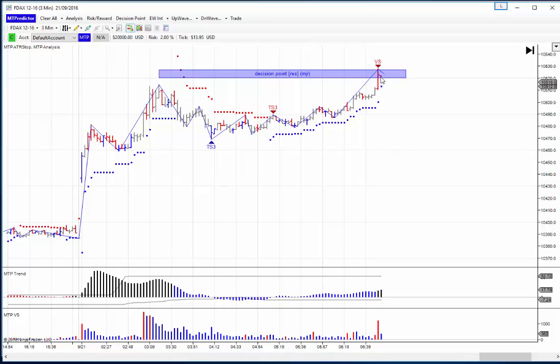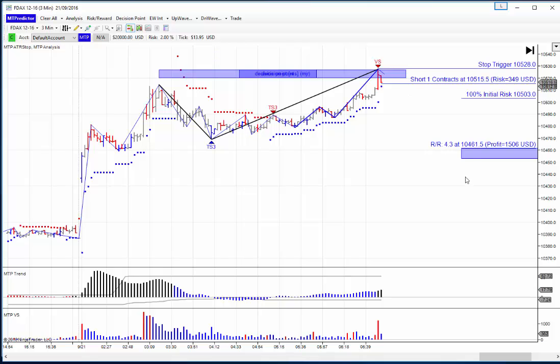So let's now place the analysis on. We right mouse click, do analysis, and you can see at the first target here it'd be a potential 4.3 hour profit. Remember, we use correct position size and keep our initial risk small and under control.